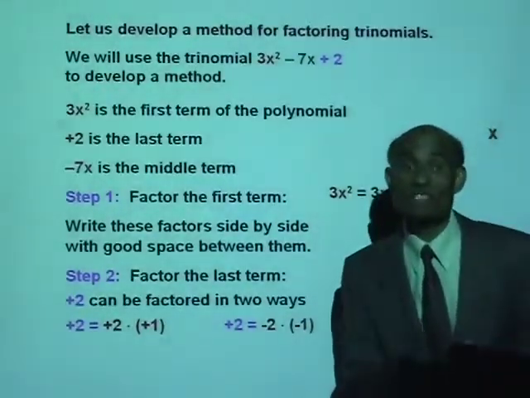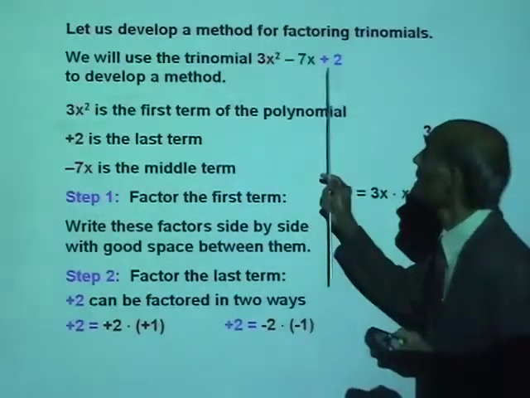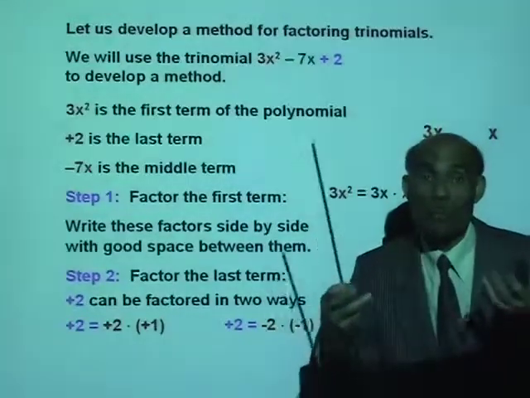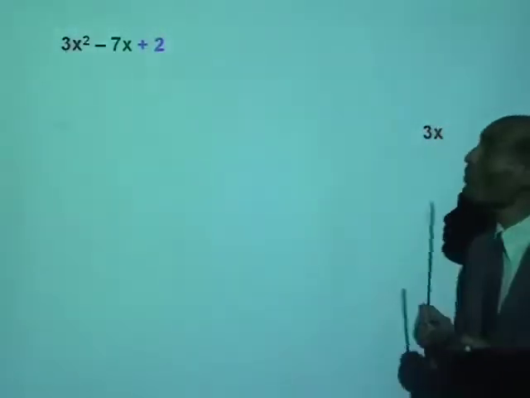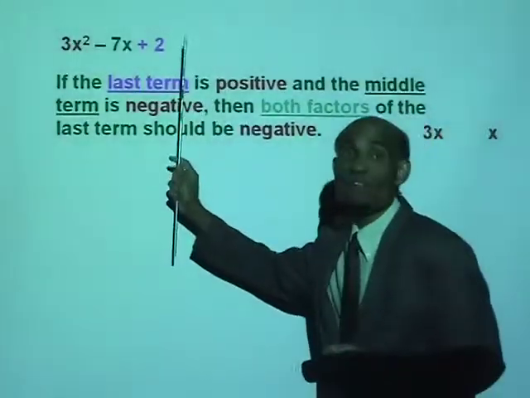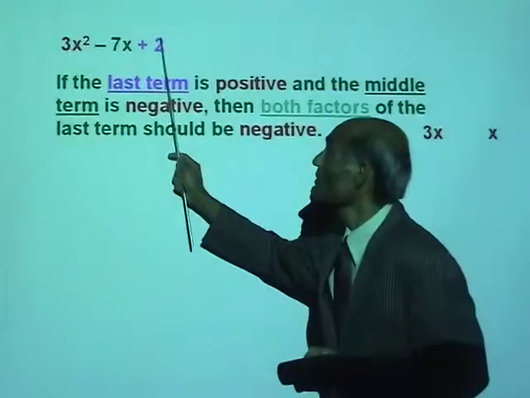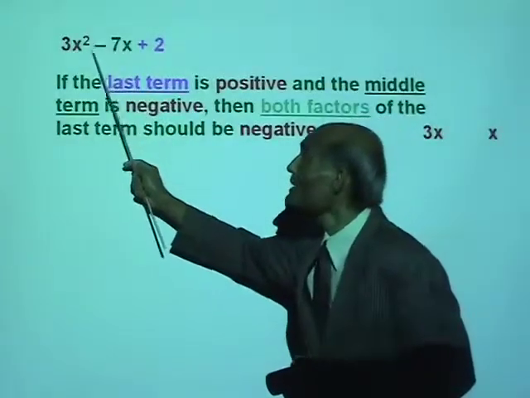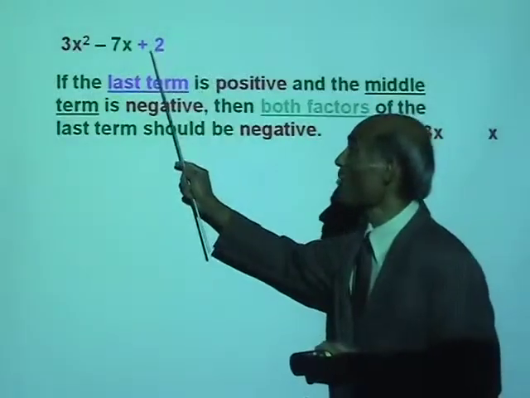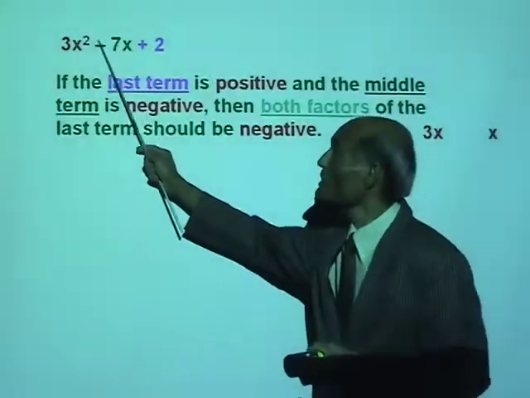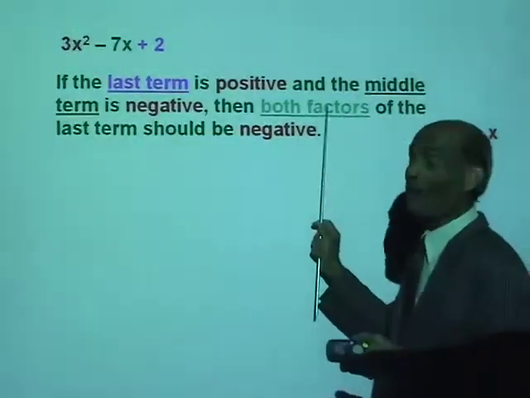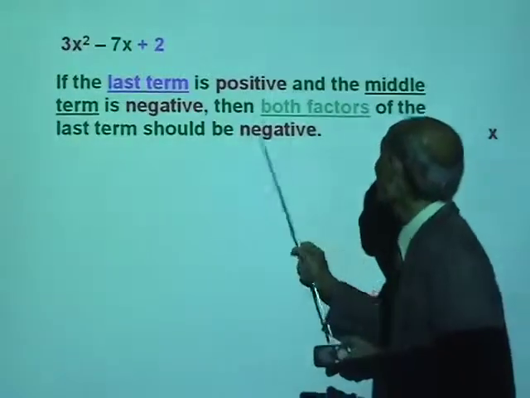Now, when you have several ways of factoring the last term, how do you know which one to go for? There's a rule that we're going to follow. Now look at the rule. If the last term is positive and the middle term is negative, this is the guiding principle. If the last term is positive and the middle term is negative, then both factors of the last term should be negative.